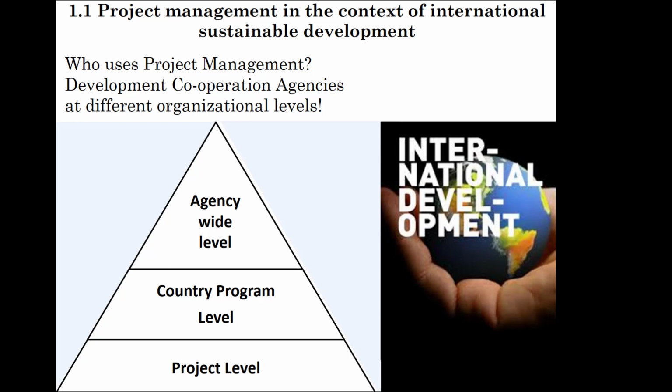So there are numerous agencies, some NGOs, some governmental like the GIZ, that work in international development and use project management for developing their interventions. These development and cooperation agencies are characterized by different organizational or management levels, let's say. Typically, they have a first level that has been established the longest and for which there is most experience. This is the project level that you can see here at the bottom.